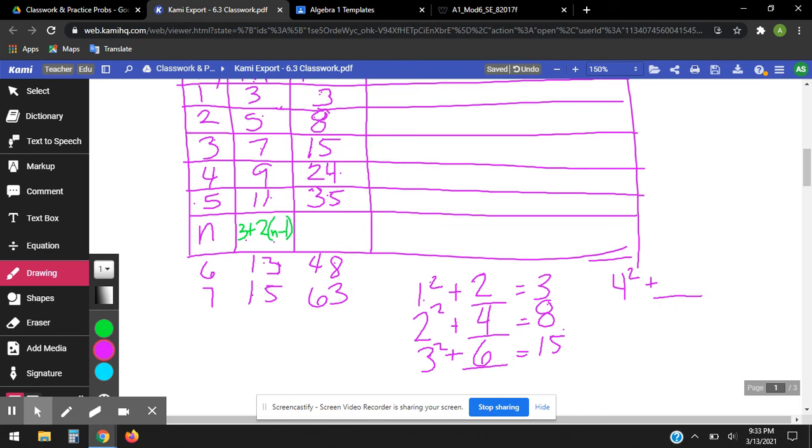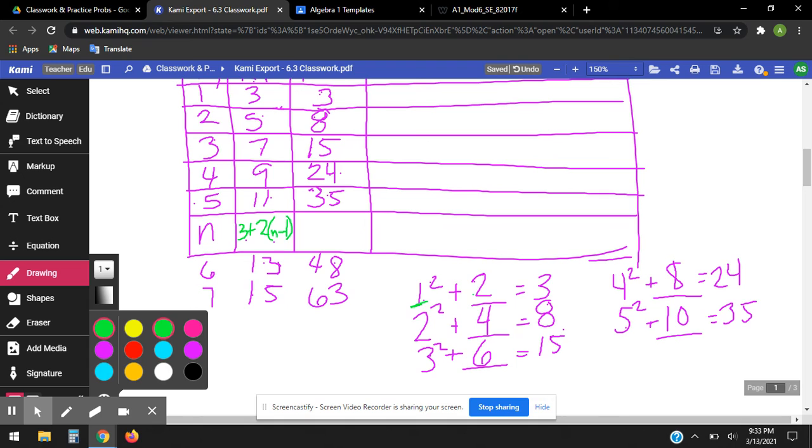I'm going to do a couple more here and see if we can see a pattern. 4 squared plus what equals 24? Well, 16. 16 plus 8 is 24. 5 squared plus what equals 35? Well, 25 plus 10 equals 35. So think about what is the commonality between this number and this number, this number and this number. Well, 2 is twice as much as 1. 4 is twice as much as 2. 6 is twice as much as 3. 8 is twice as much as 4. 10 is twice as much as 5.